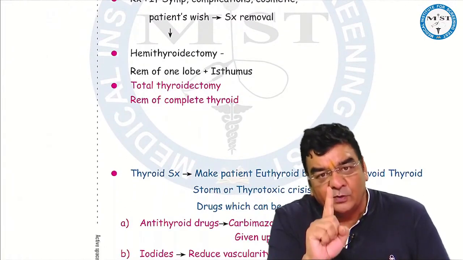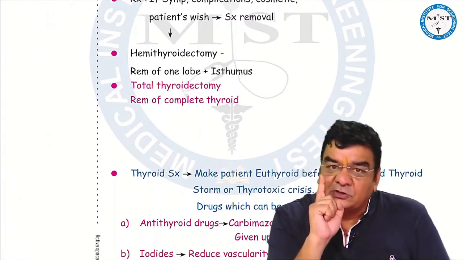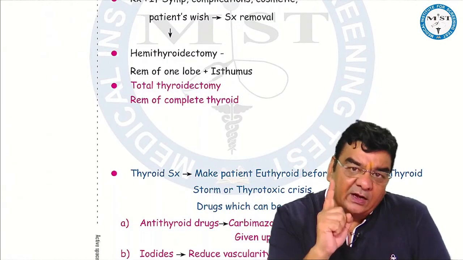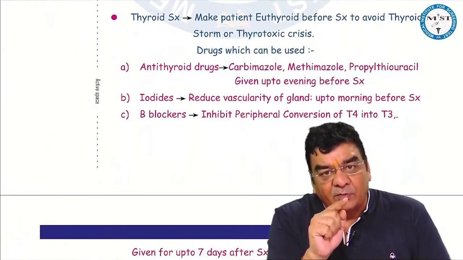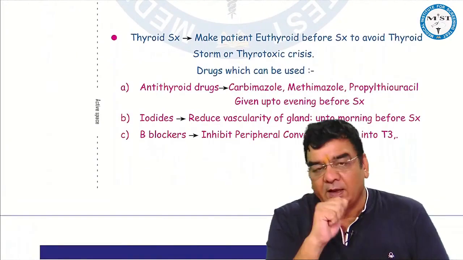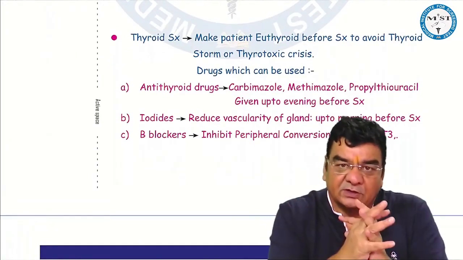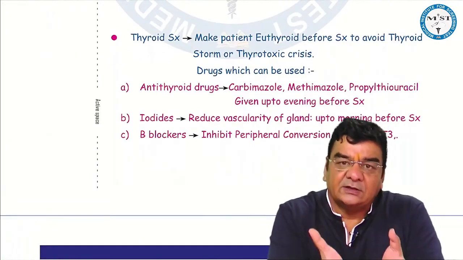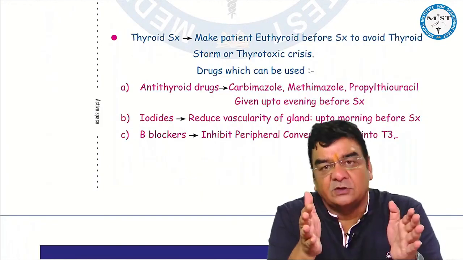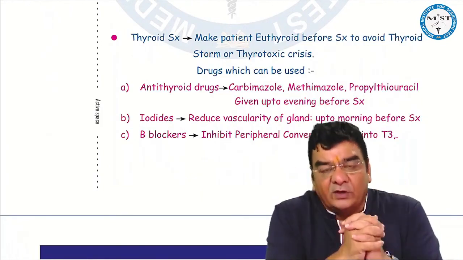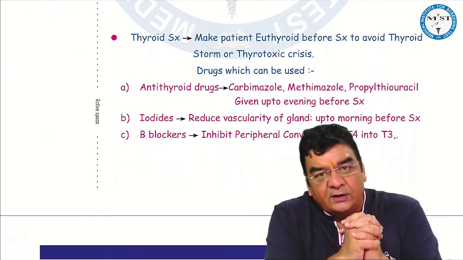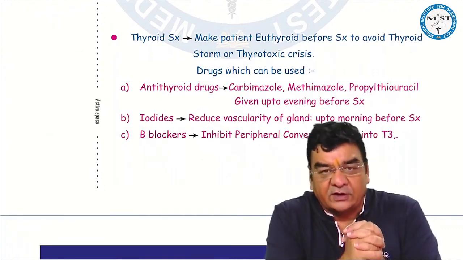And whenever we are doing a thyroid surgery, the patient should not be hyperthyroid at the time of surgery, because if the patient's blood levels of T3, T4 are high and we take this patient for surgery, during surgery the surgeon is handling the thyroid gland, so there will be more liberation of T3, T4. Suddenly, during surgery, very high levels of T3, T4 can lead to thyroid storm or thyrotoxic crisis.